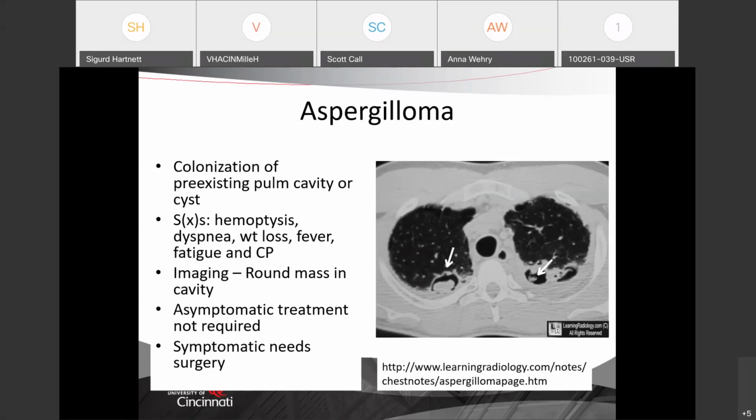If they're asymptomatic, you don't need to treat them. If they're symptomatic, you can try anti-fungals if they're not a surgical candidate, but really surgery is the mainstay of therapy, because it's going to be really difficult to penetrate that ball with any of our anti-fungals.